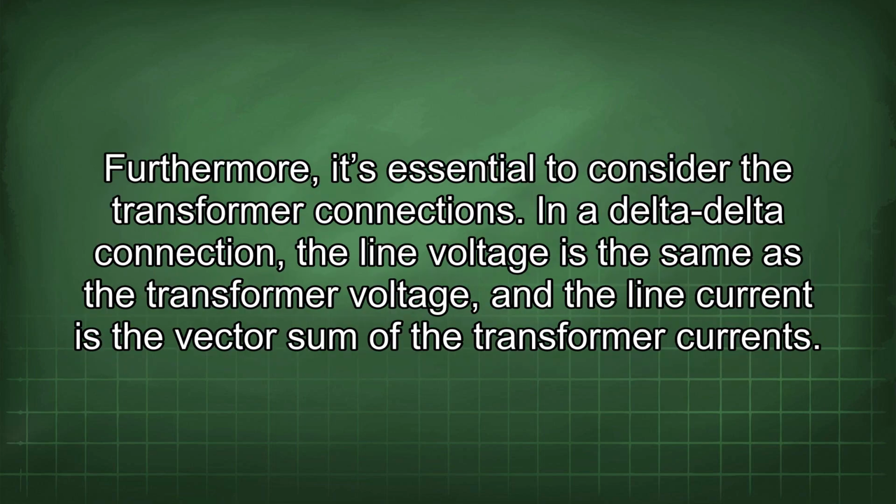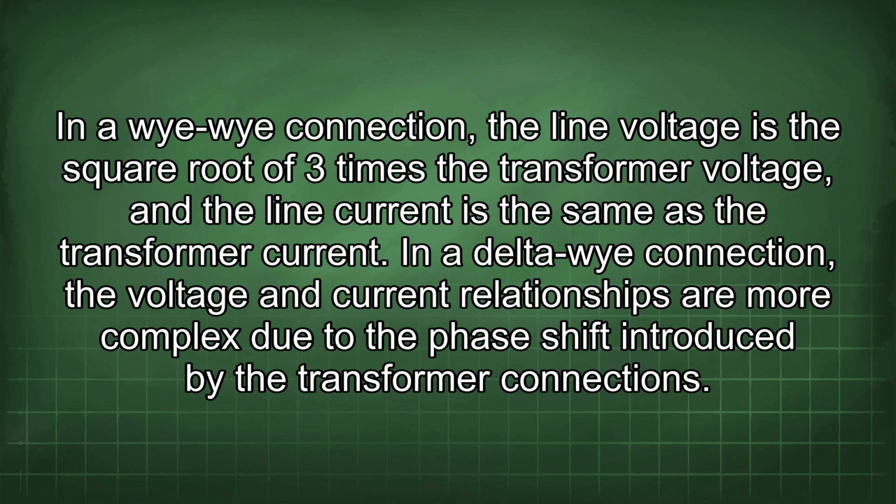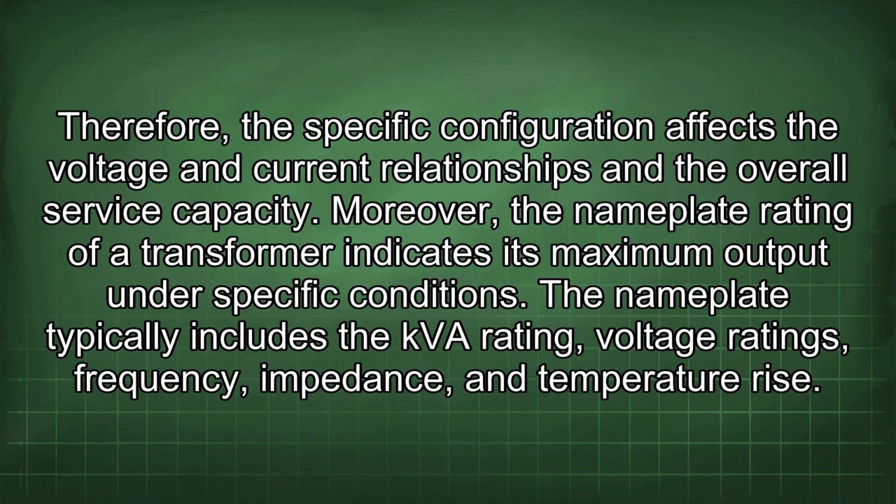Furthermore, it's essential to consider the transformer connections. In a delta-delta connection, the line voltage is the same as the transformer voltage, and the line current is the vector sum of the transformer currents. In a Y-Y connection, the line voltage is the square root of 3 times the transformer voltage, and the line current is the same as the transformer current. In a delta-Y connection, the voltage and current relationships are more complex due to the phase shift introduced by the transformer connections. Therefore, the specific configuration affects the voltage and current relationships and the overall service capacity.